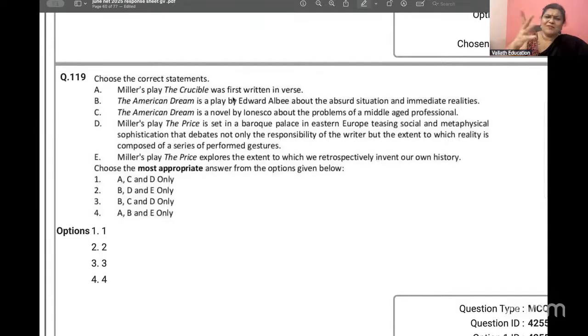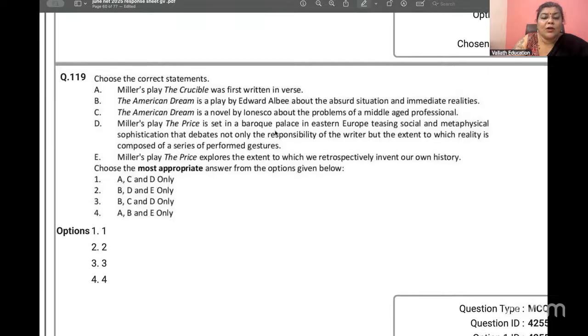Miller's play Crucible was written in verse. You don't know that? American Dream is a play by Edward Albee. I've taught you that. You know it. About the absurd situation and immediate realities. Yes. Miller's play The Price. It is there in our encyclopedia. It's about 2 brothers talking about the price of the furniture after the death of their father. The price. The price is not about all this.